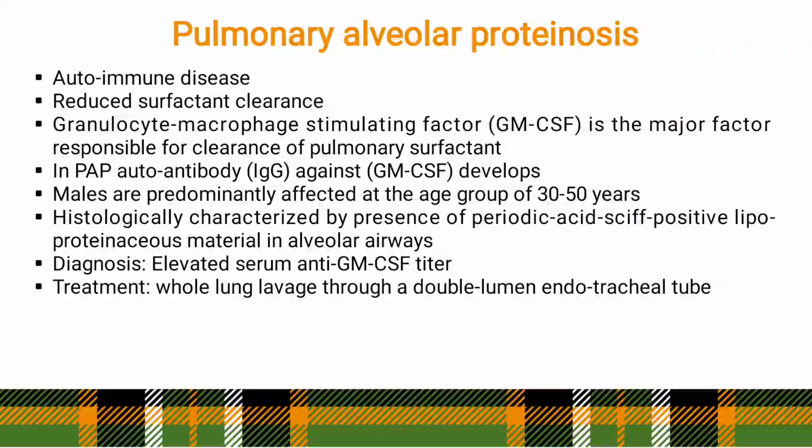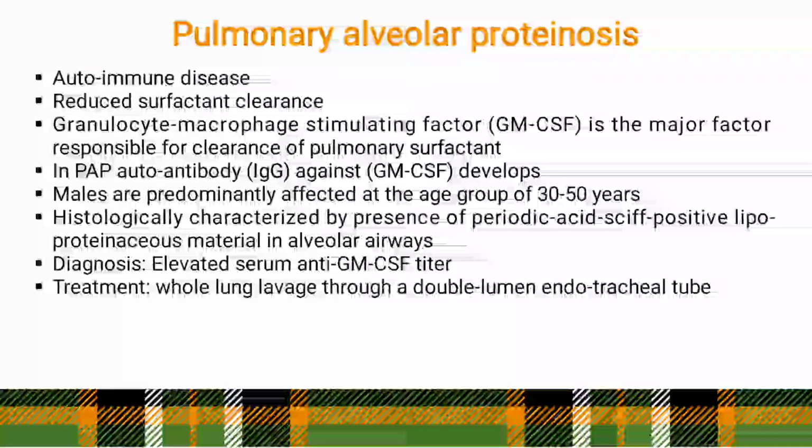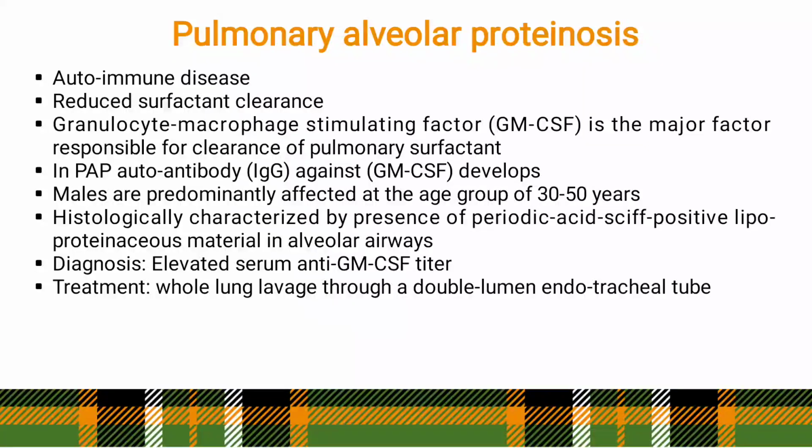So what happens? It is an autoimmune disease, and there will be reduced surfactant clearance. Surfactant production is okay, but it is not cleared, because for clearing the surfactant we require GM-CSF, that is granulocyte macrophage colony stimulating factor. So the autoantibody, that is IgG, will be developed against this GM-CSF. So GM-CSF function will not be there, and there will be reduced surfactant clearance.